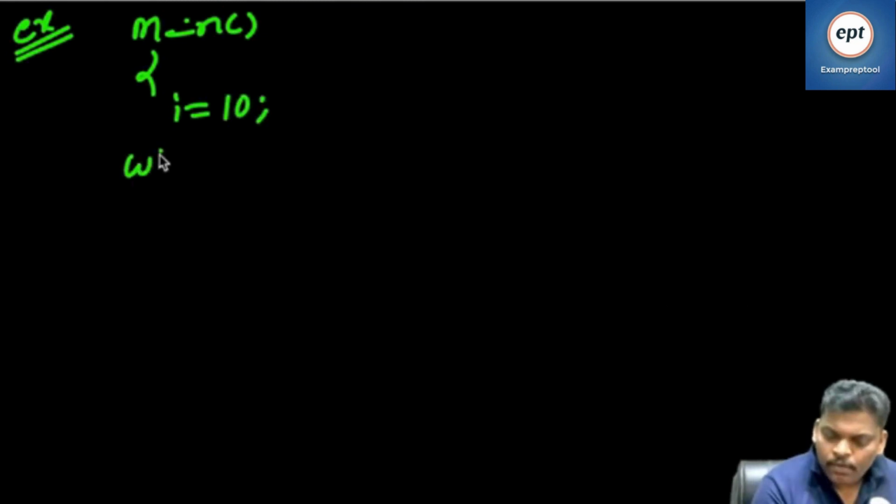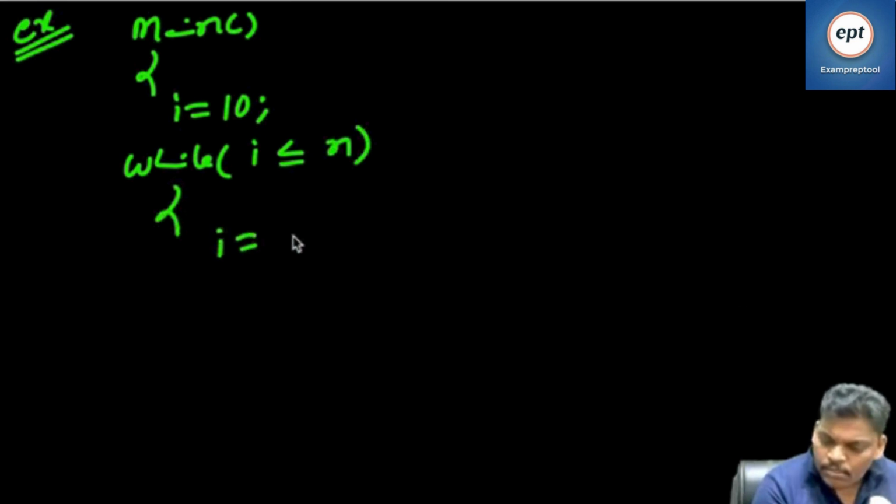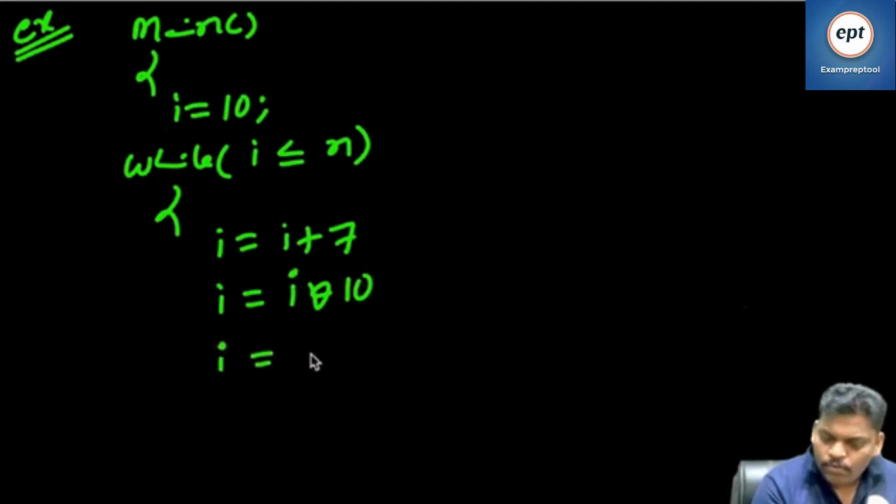While I less than or equal to n, I is equal to I plus 7, I is equal to I into 10, I is equal to I power 9.